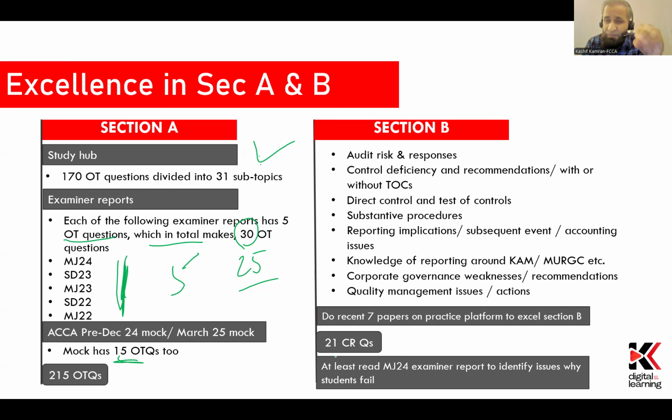This is the crux of Section B. This is something which comes regularly from Section B. This makes up your 70% of the paper. How would you ensure you have a strong grip on Section B?